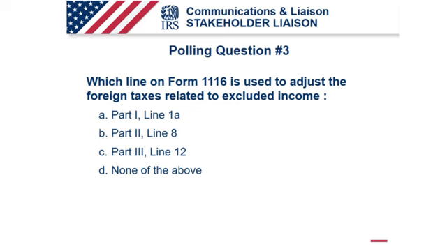And this question reads, which line on Form 1116 is used to adjust the foreign taxes related to excluded income? So A, Part 1, line 1A, B, Part 2, line 8, C, Part 3, line 12, or D, none of the above. Read that question just one more time. Which line on Form 1116 is used to adjust the foreign taxes related to excluded income?